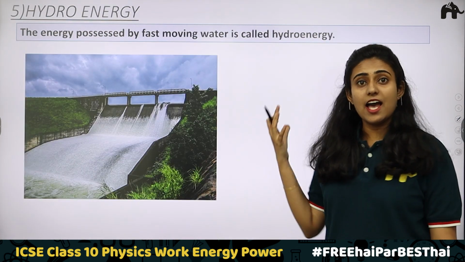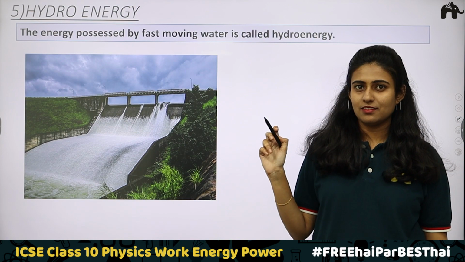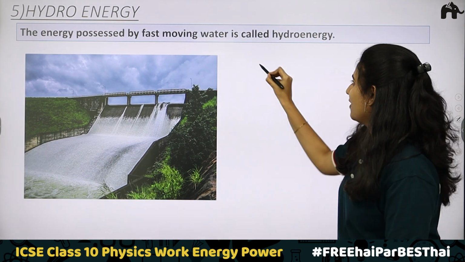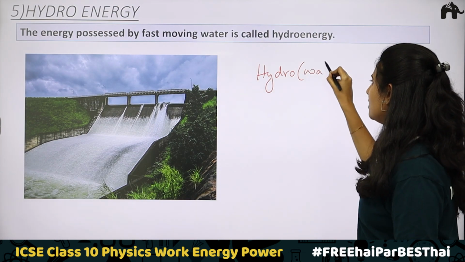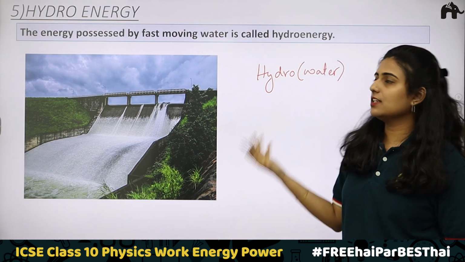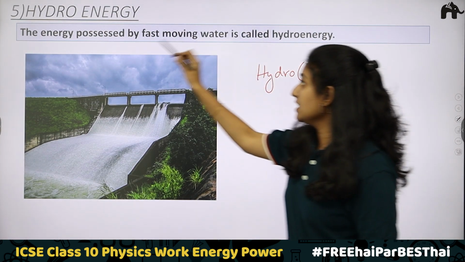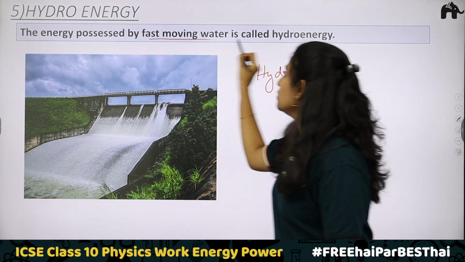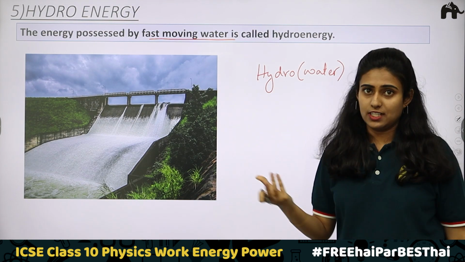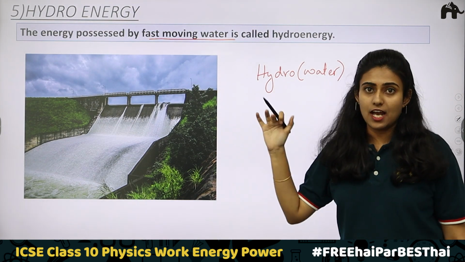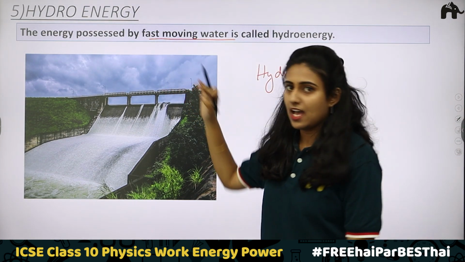Next is hydro energy. What does hydro mean? Hydro means it is related to water. That is, energy from water is called hydro energy. The energy possessed by fast moving water is called hydro energy. Now in the case of a dam, water is stored at heights.